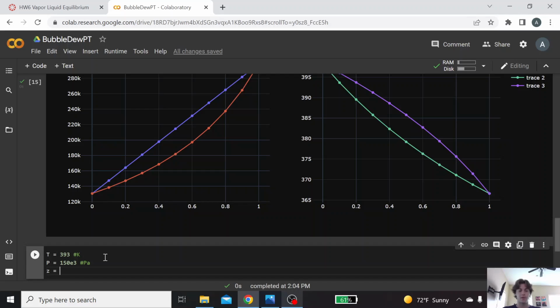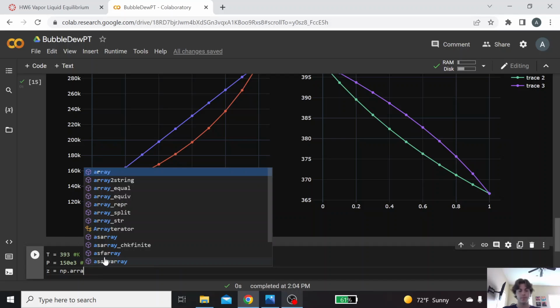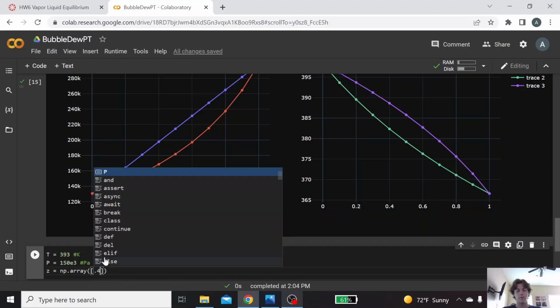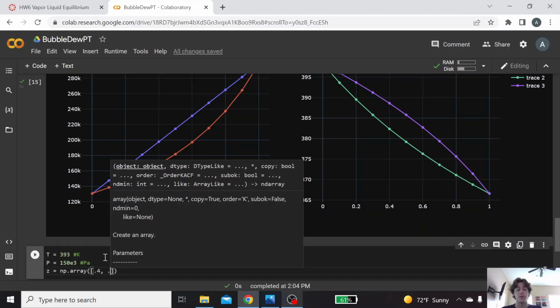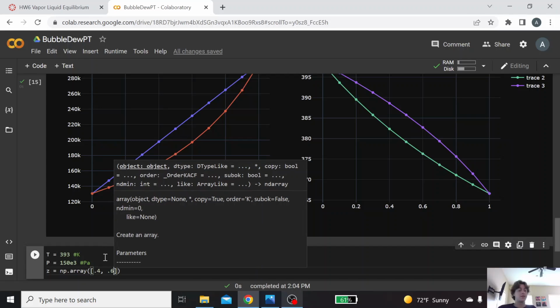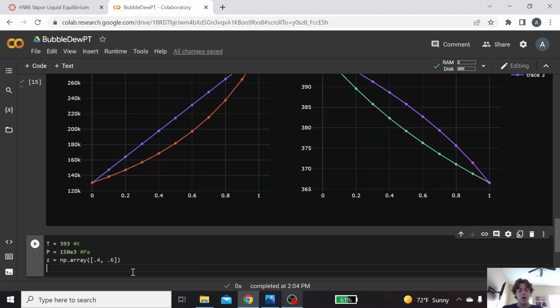And then our feed in has 4 moles of benzene and 6 moles of toluene. So the mole fraction is 0.4 benzene and 0.6 toluene. And then we can also define F, which is our feed in, as 10 moles per second. Since we have 4 moles of benzene per second and 6 moles of toluene per second, the total is just going to be 10.